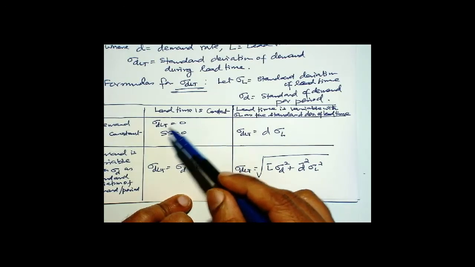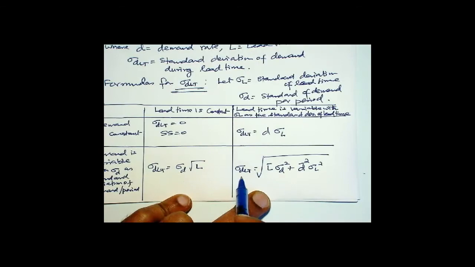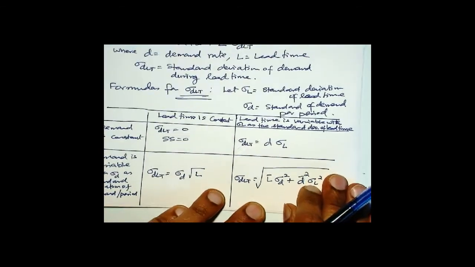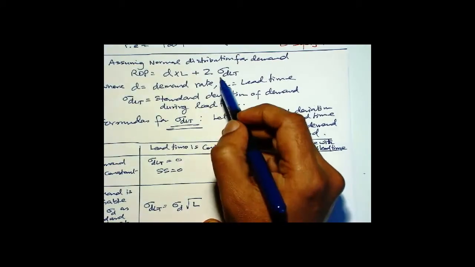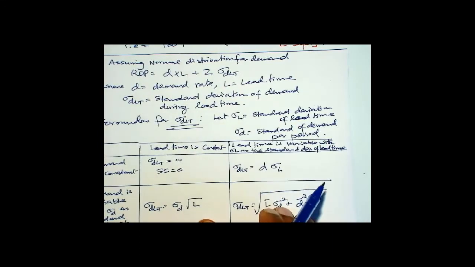So once you determine which cell is appropriate, find the sigma sub DLT using that formula and plug it into this equation to find the ROP.